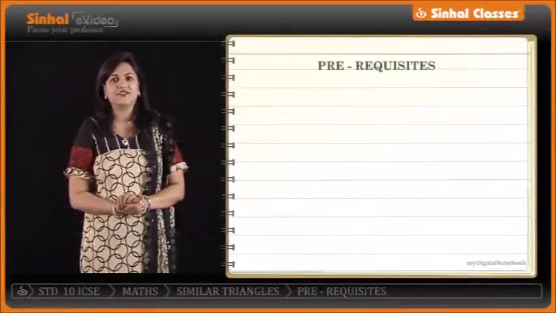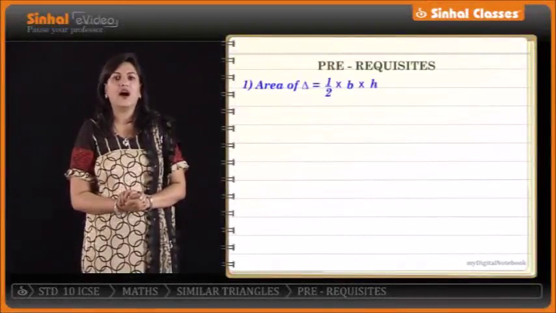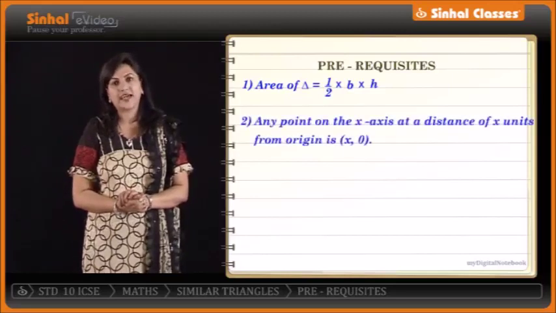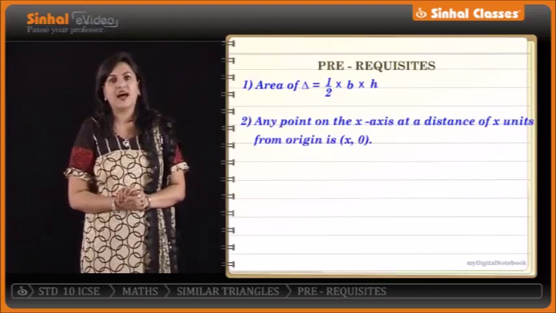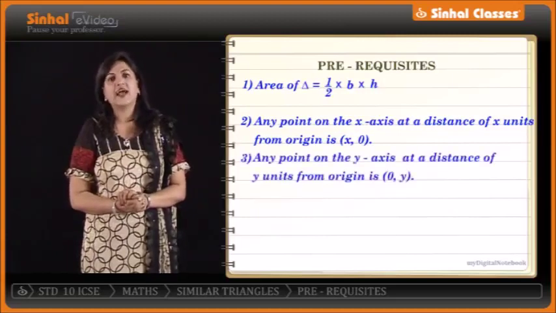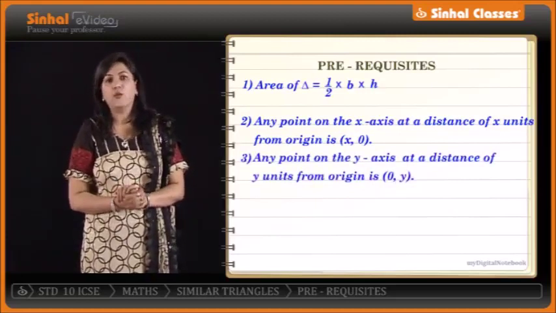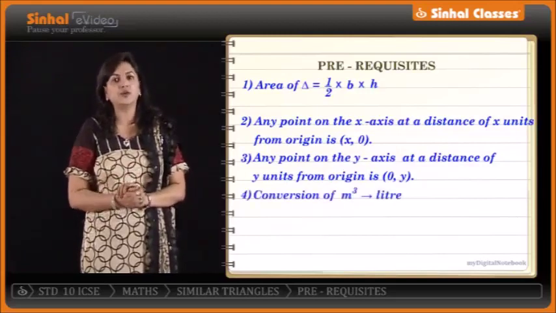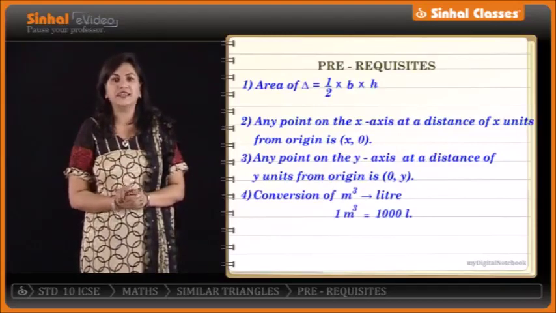Now the prerequisites for this topic are, you need to know the area of a triangle is equal to half base into height. Also, any point on the x-axis at a distance of x units from it will have coordinates x, 0, and any point on the y-axis at a distance of y units from it will have the coordinates 0, y. Also, we should know the conversion from meter cube to liter. We have 1 meter cube equals 1000 liters.